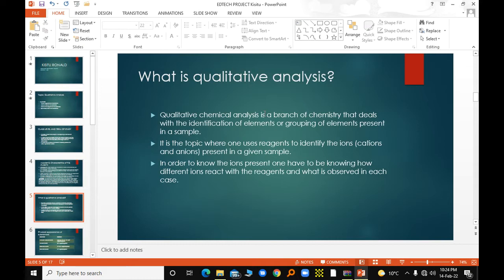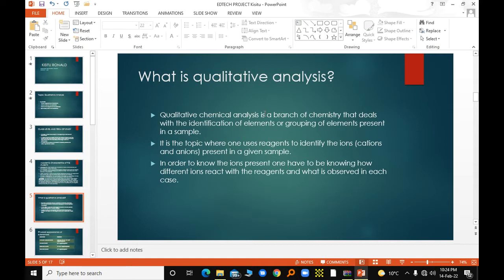Next is the beginning of my topic. What is qualitative analysis? Qualitative analysis is just a branch of chemistry that deals with the identification of elements or grouping of elements present in a given sample. It is the topic where one uses reagents to identify the ions. Those ions are grouped into the cations and anions present in a given sample.